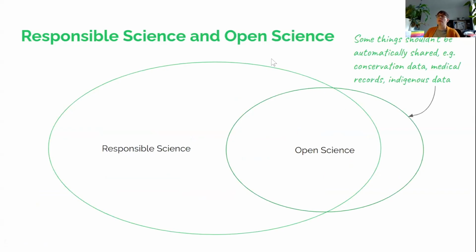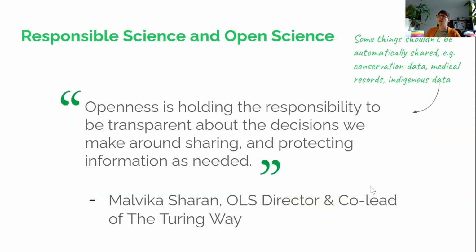So, of course, we like to always bring this kind of diagram because responsible science covers a lot of things. So does open science. What we really want to acknowledge, and we'll talk about that later in the part on open data, is that some things cannot and shouldn't be automatically shared. So conservation data, medical records, indigenous data. As much as you want to do open science, you always have to think about what should be open and what shouldn't. And we'll talk about this a bit later.